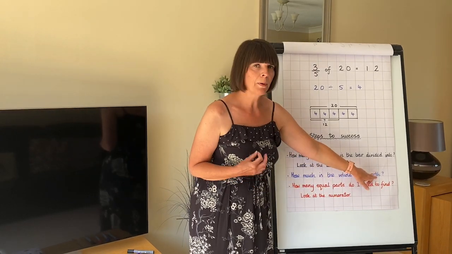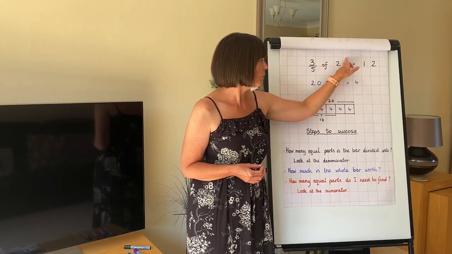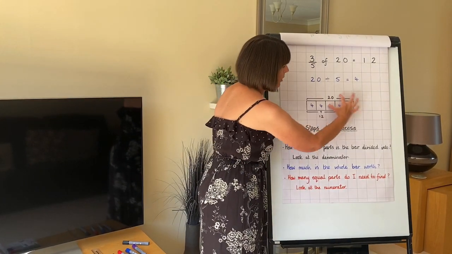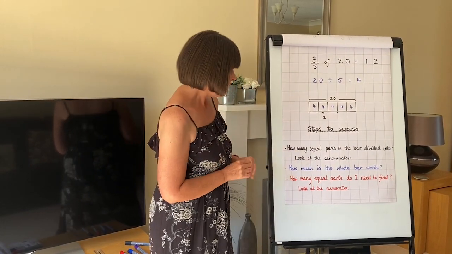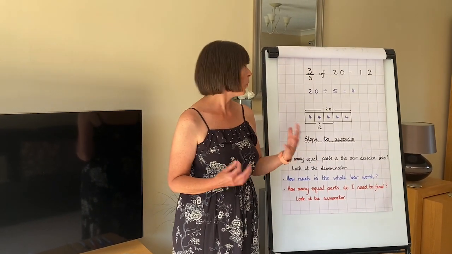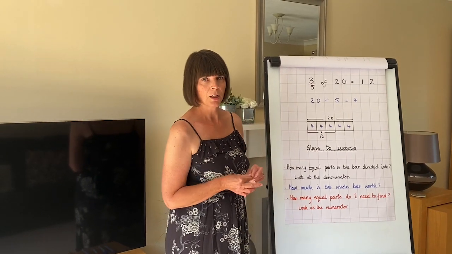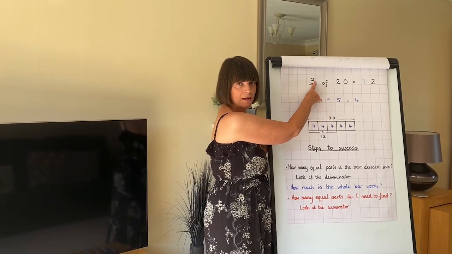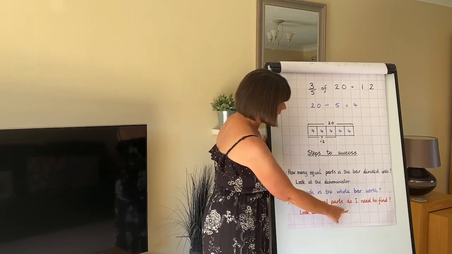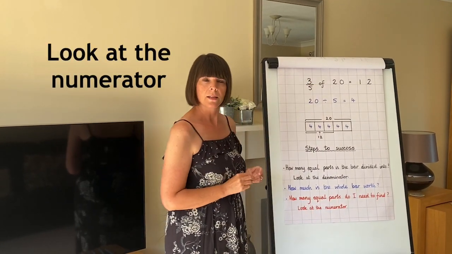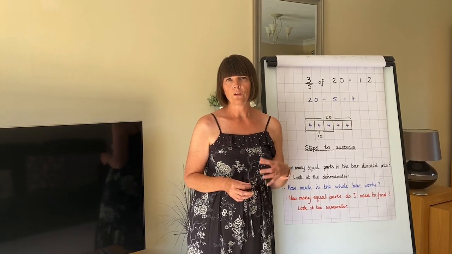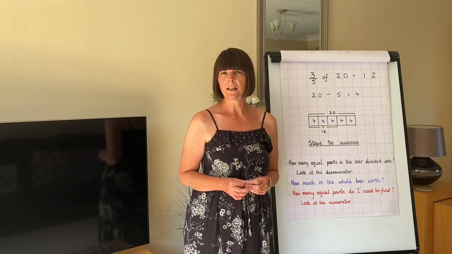How much is the whole bar worth? So this number that you're finding a fraction of is the whole amount. What's the whole bar worth? So here it's worth 20. And how many equal parts do I need to find? So if you're finding 1/5, you only need to find 1 part. But in fact here I've got 3/5. So I need to find 3 parts. And that's where you need to look at the numerator to help you to work that bit out. So think about that as your go-to page if you need a little bit of help.